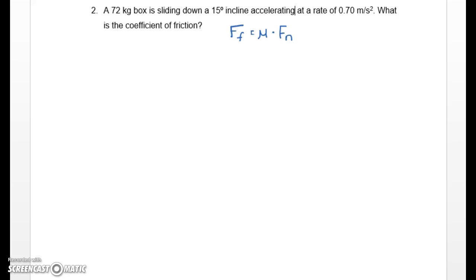Okay? So ultimately what we need to find is this coefficient mu, which means that we need to know both the normal force and the frictional force of this object.